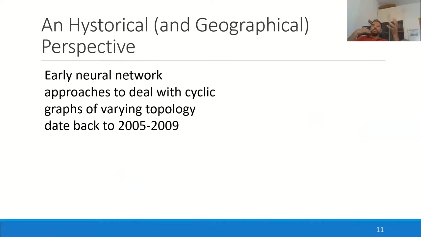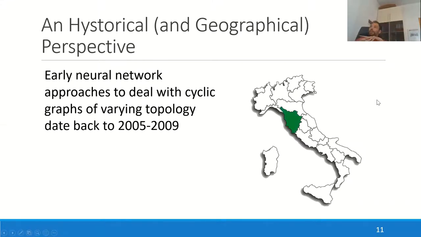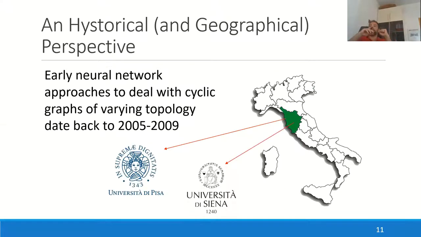Now, let's start delving into the models. And let me do that by starting with a historical perspective, which also hides a geographical perspective. And I might say that this perspective is very much partial, because it's highly related to the place I'm sitting in right now, which is that green bit of Italy, called Tuscany, and it's where these two universities are, my university, University of Pisa, and University of Siena, where, between 2005 and 2009, appeared the first two neural networks that were capable of dealing with graphs containing cycles, okay?